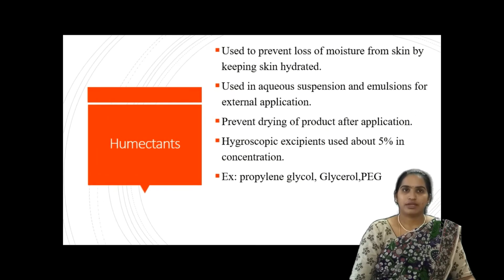Humectants. Humectants are used to prevent loss of moisture from the skin by keeping the skin hydrated. Some topical aerosols dry immediately when applied onto the skin, and to prevent the dryness, humectants are used. They are used in aqueous suspensions and emulsions for external application, and they prevent drying of the product after application. Generally hygroscopic excipients are used in a concentration of 5%. Examples of humectants are propylene glycol, glycerol, and polyethylene glycol.